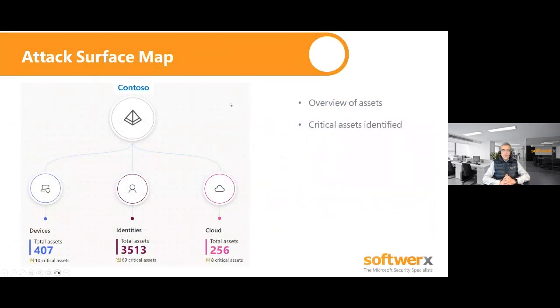You can then go and have a look at your attack surface map. This will give you a quick overview of your assets and the critical assets that have been identified inside your organization. It's split into three categories: your cloud assets, your devices, which can be on-prem or cloud, and identities. And under each of these areas, you'll see the number of critical assets that have been identified based on criteria that you've created inside your organization to define what your business critical assets are.